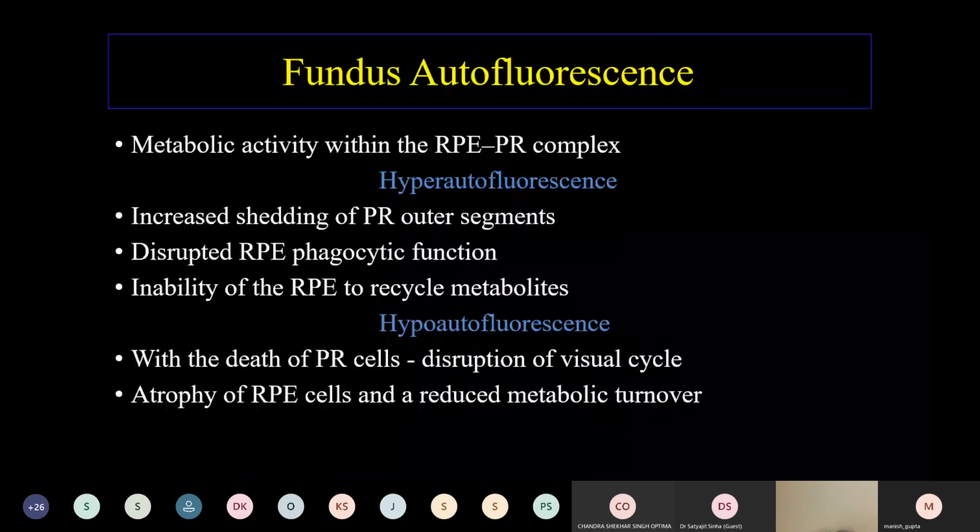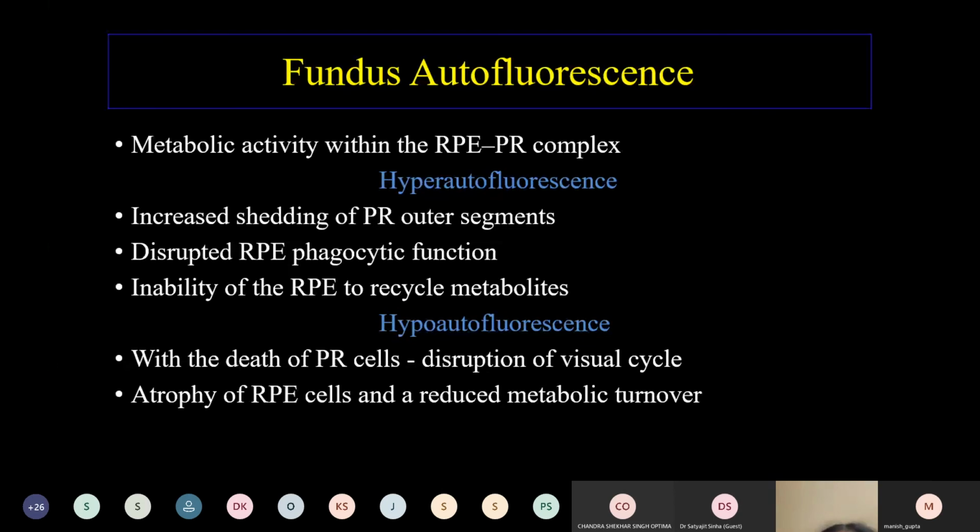Now we can have a hyperautofluorescence, which is an increased autofluorescence, or a hypoautofluorescence, which is a decreased autofluorescence. It is a metabolic activity within the RPE photoreceptor complex, which is decided by these hyper or hypoautofluorescence. So basically, hyper means there is increased shedding of photoreceptor outer segments. That means there is an active metabolic disease.